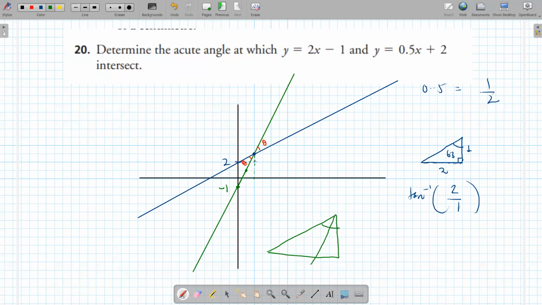The green one goes like this. This is our theta, the angle between the blue and the green. We know this big angle is 63. If we have this small one, we can just do 63 minus the small one, and that'll give us the angle between them. So now let's look at the green. I'm going to look at it from here to here. Right there.